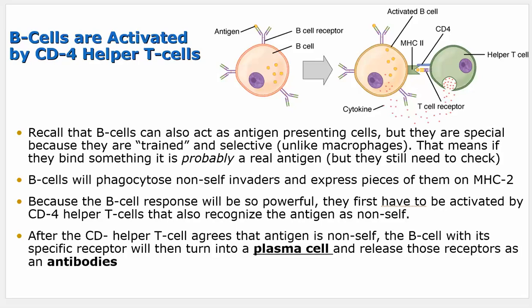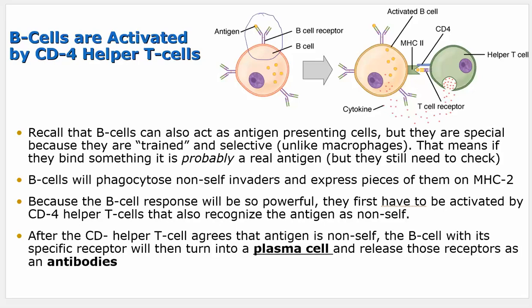So recall earlier I mentioned that B cells can also act as antigen presenting cells. That means they can do the same thing that macrophages do. They can engulf, or phagocytose, pathogens and then present them on an MHC2. Now, why would they do that? Because B cells can form antibodies. In fact, their receptor even looks like an antibody. We can see that up here. But it's not an antibody yet.